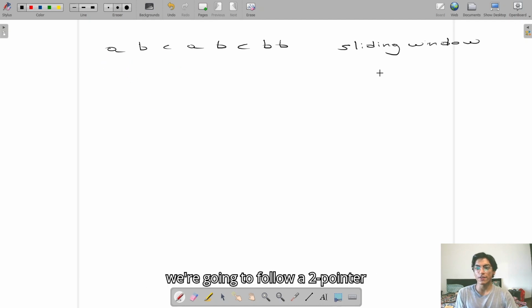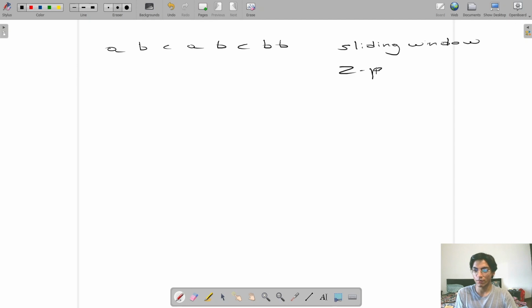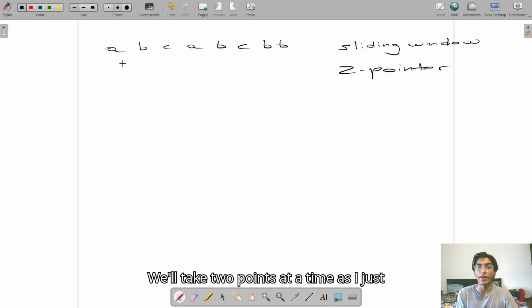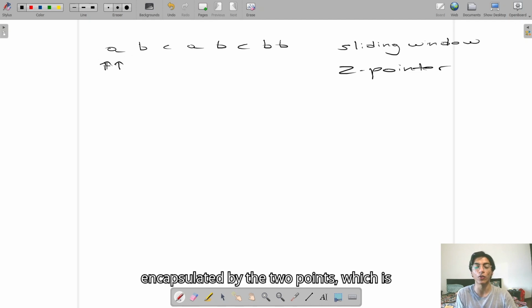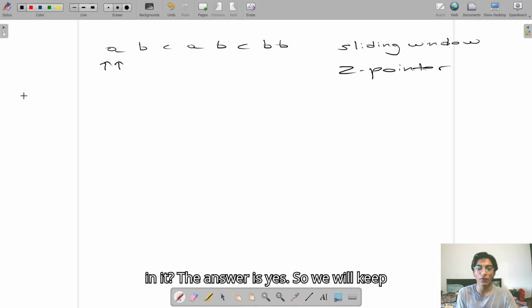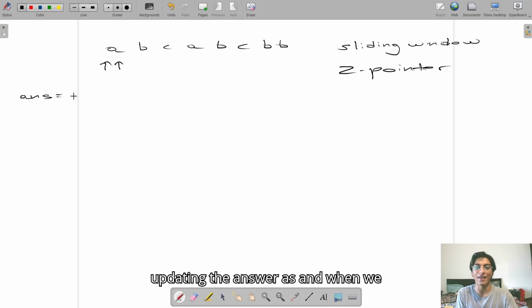What we're going to do is follow a two-pointer approach. We'll take 2 points at a time, as I just mentioned, for our sliding window. We will start off both points in the same place. We will check whether this substring, which is encapsulated by the 2 points, which is just A in our case, is a valid substring for our use case. Is this a substring that only has unique characters in it? The answer is yes. So we will keep updating the answer as we progress. The answer in this case will be 1 right now.